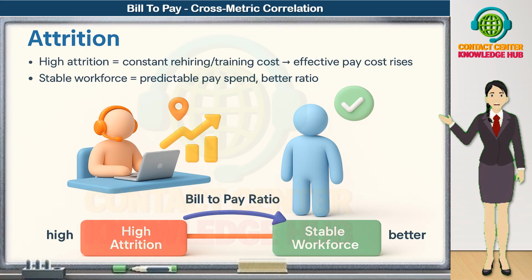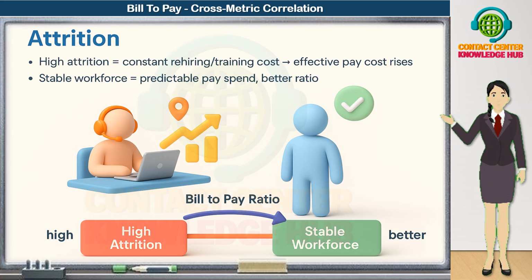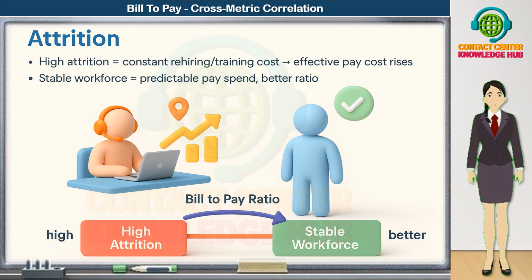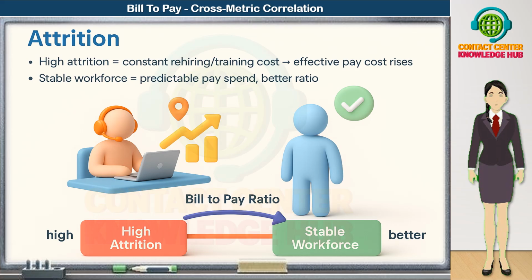On the other hand, a stable workforce brings predictable pay spending and stronger operational consistency. This stability helps protect and improve the ratio, while also supporting service quality. In short, controlling attrition isn't just an HR priority, it's a financial performance lever with direct impact on bill-to-pay.